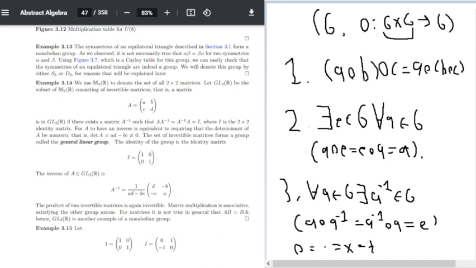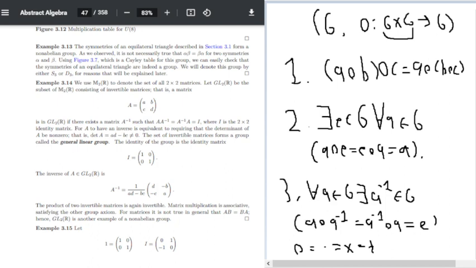That is, a matrix A equals [A, B; C, D] is in GL2 of R if there exists a matrix A to the negative 1, such that A to the negative 1 A equals A A to the negative 1 equals I, where I is the 2x2 identity matrix. For A to have an inverse is equivalent to requiring the determinant of A to be non-zero. That is, the determinant of A, which is AD minus BC, is not equal to 0.